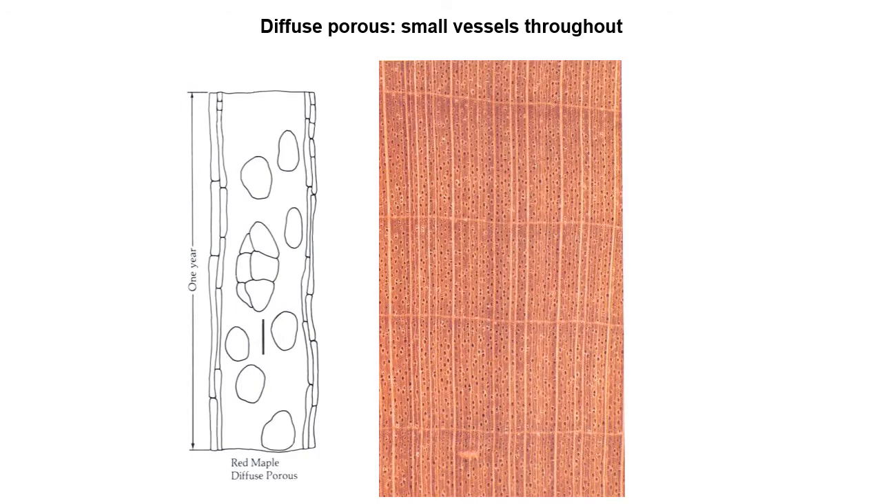Diffuse porous, we don't have those super huge vessels. The vessels are still bigger than tracheids, and they're scattered throughout the ring. Right, so we can see vessels all throughout. We can see rays. The annual rings are harder to see, but you can see them because we have this band of what we call terminal parenchyma. So at the end of the growing season, the trees will typically grow this sort of lighter band, and that's how you can see the rings.